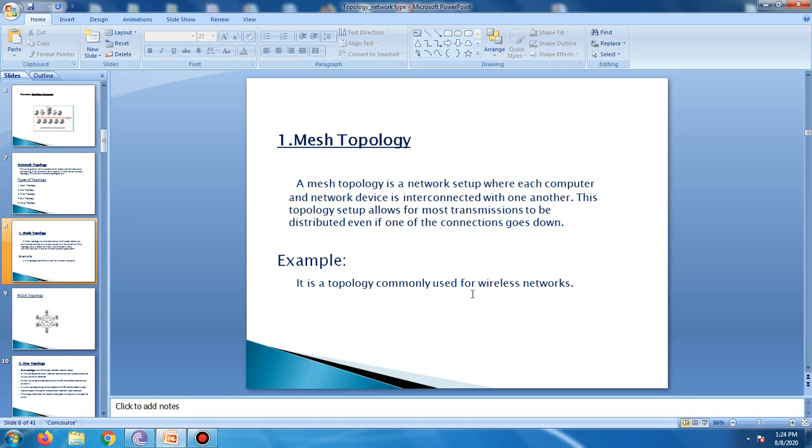The term dedicated means that the link carries traffic only between the two devices it connects. A mesh topology is a network setup where each computer and network device is interconnected with one another. This setup allows transmission to be distributed even if one of the connections goes down.